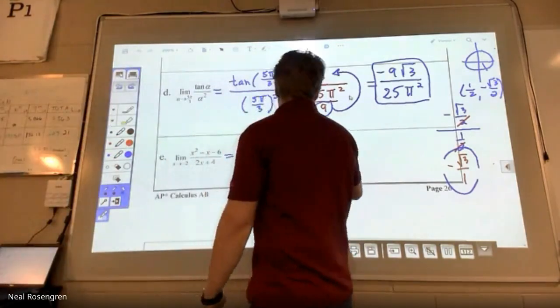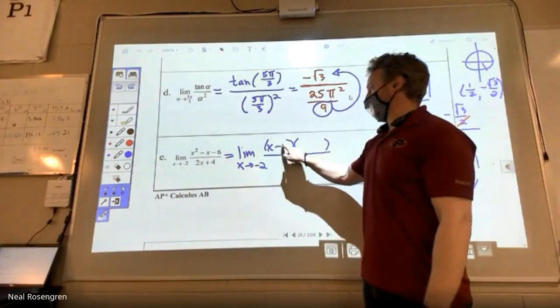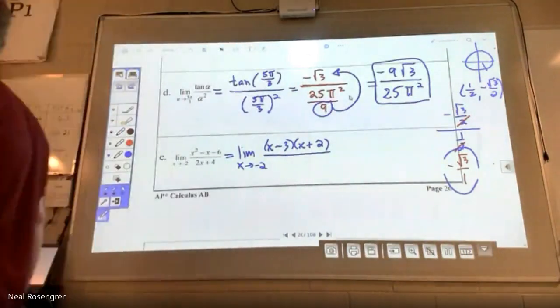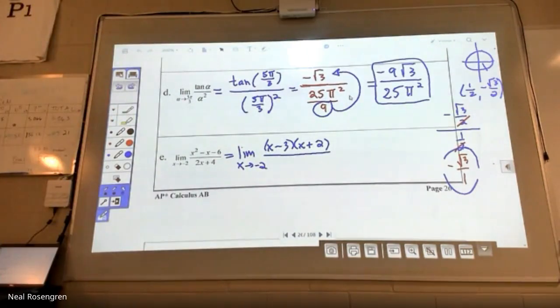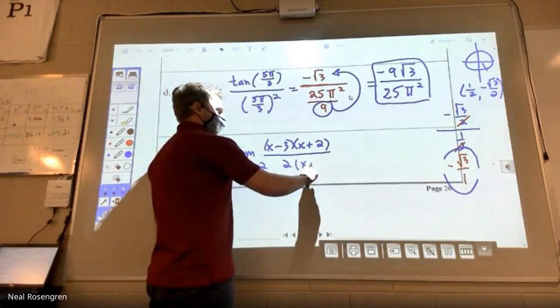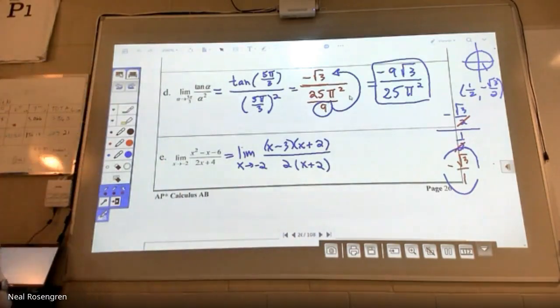Factor the top. They're quadratic. 2 numbers that add to -1 multiply to -6. Denominator, it just has a GCF. But the limit notation is still there. Need it, because -2 has not gone in yet. And my hope is that I can divide away the problem.